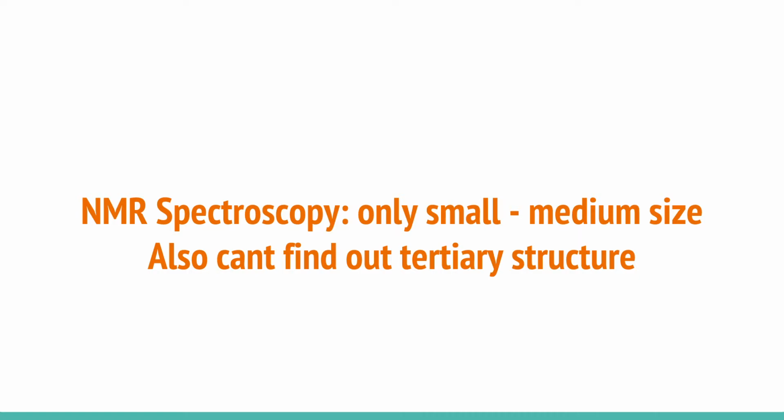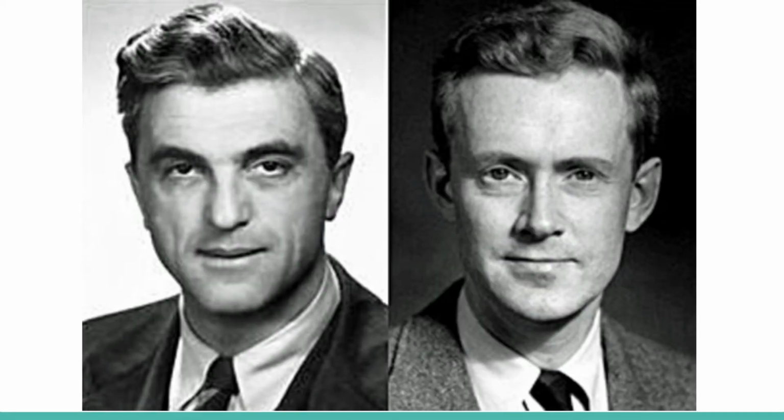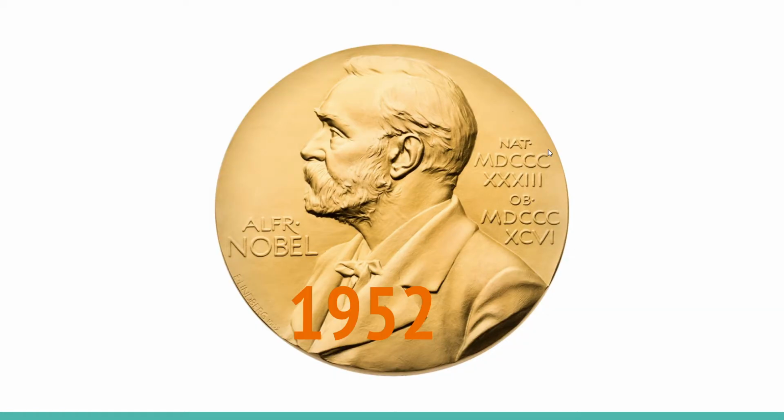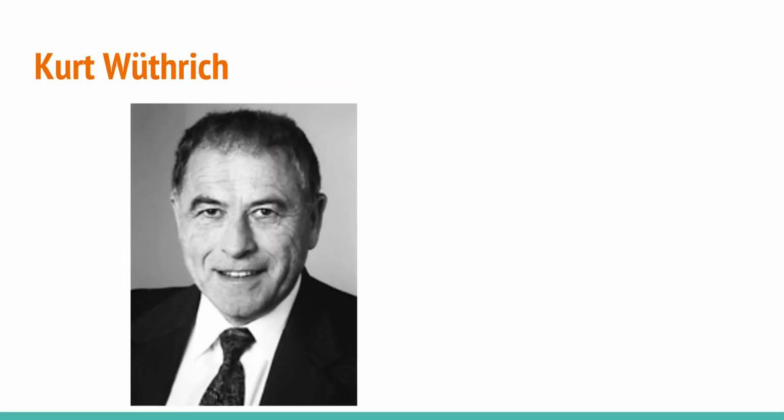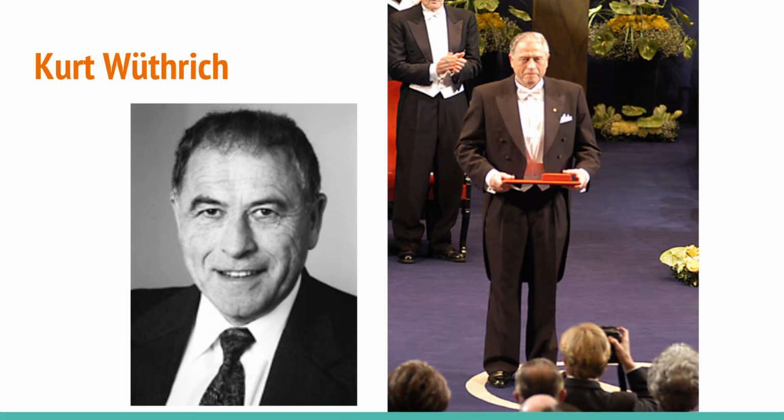NMR spectroscopy was discovered by Bloch and Purcell in the year 1945. They were given the Nobel Prize in Physics in 1952 for their outstanding findings. Kurt Wuthrich was awarded the Nobel Prize for Chemistry in 2002 for finding out how to use NMR to figure out the 3D structure of molecules. Wuthrich's findings made protein NMR possible, and here's him getting the Nobel Prize.